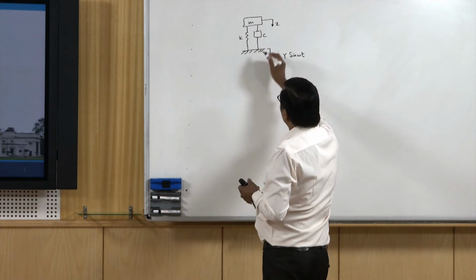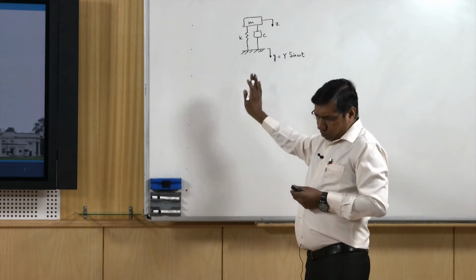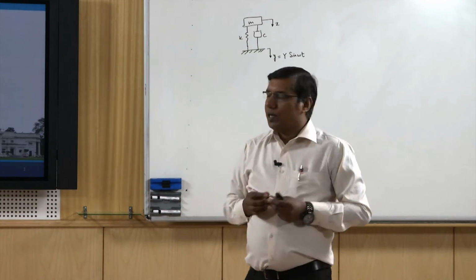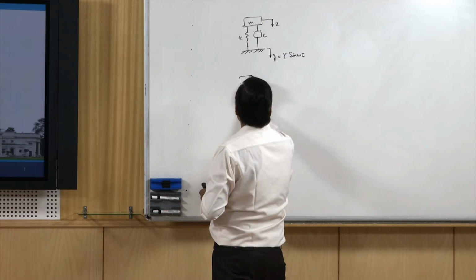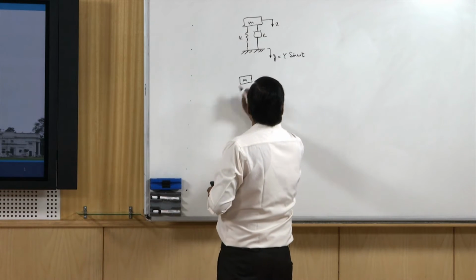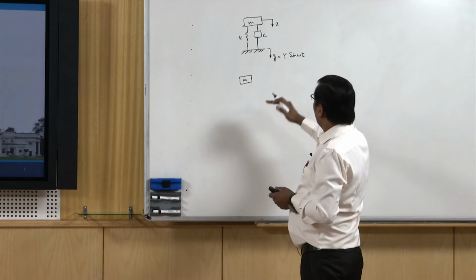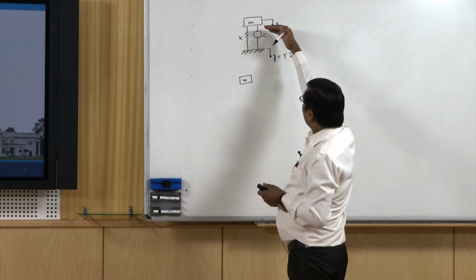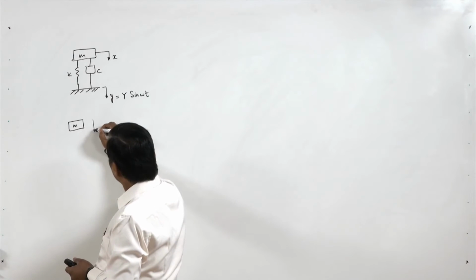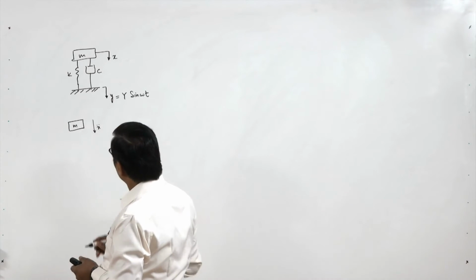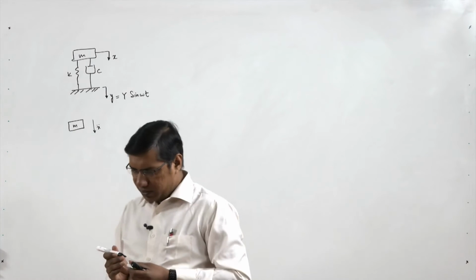We will write the equation of motion. First we will make the free body diagram of this mass. So let's say we have this mass, and let's say this is the direction of the acceleration of the mass.